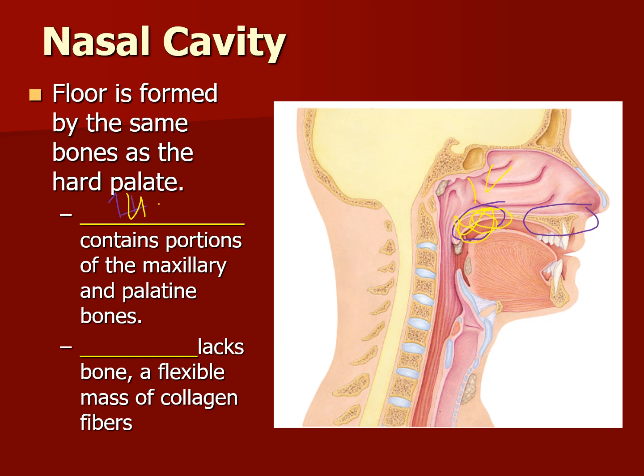Back here, the soft palate lacks bone, but it's very flexible, and it has a mass of collagen fibers. So it is a lot of collagen, and this is good because this little flap ultimately can go to what's known as the uvula, or that little dangly thing in the back of the throat. Why do you care about the uvula? This is going to be the soft palate.